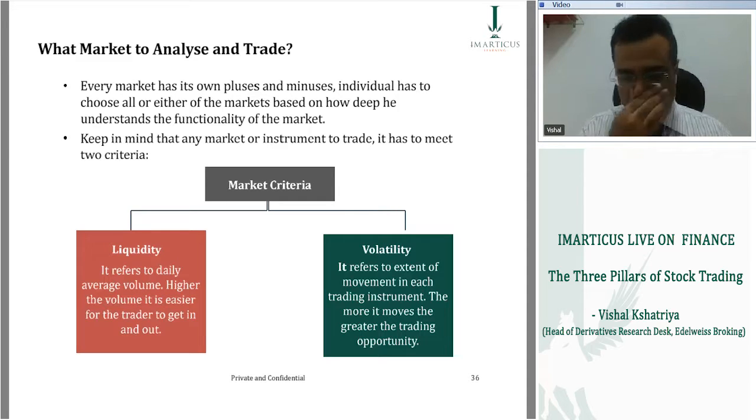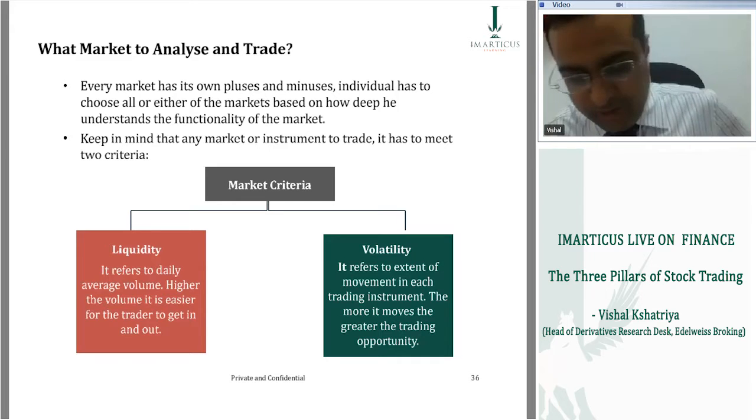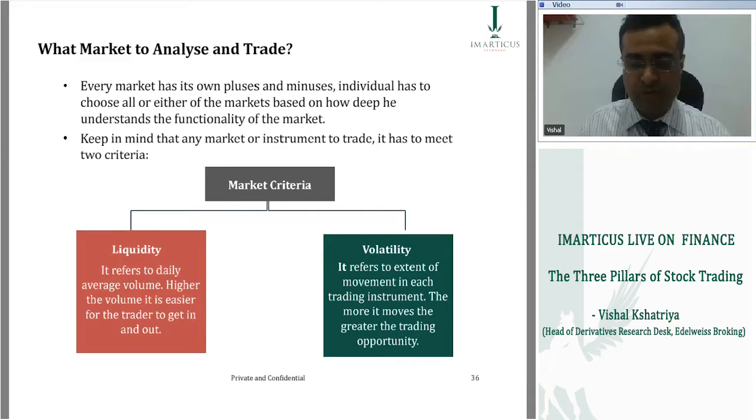Every market has two elements. First is liquidity and second is volatility. Liquidity refers to the daily average volume. ICICI Bank is traded on the NSE, and almost 5 to 10 lakh shares are traded in a day. In the same way, there is another company where only 5 shares are traded every day. So liquidity refers to whether that particular instrument is active or not.